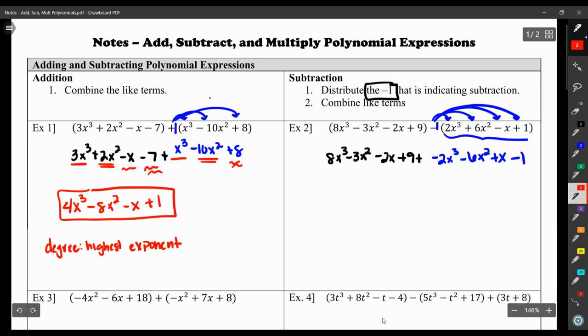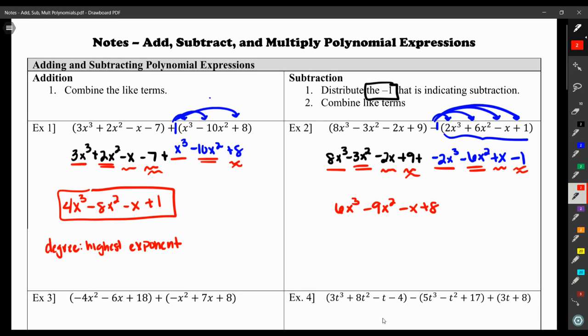Now that you have distributed out the negative 1 in the front, we can go ahead and combine like terms together. 8x to the third and negative 2x to the third creates 6x to the third. Negative 3x squared and negative 6x squared make negative 9x squared. Negative 2x and a positive x makes negative x. And 9 plus a negative 1 makes positive 8. And again, we write it down from highest exponent to lowest. That is our standard form. So this is the finalized solution.